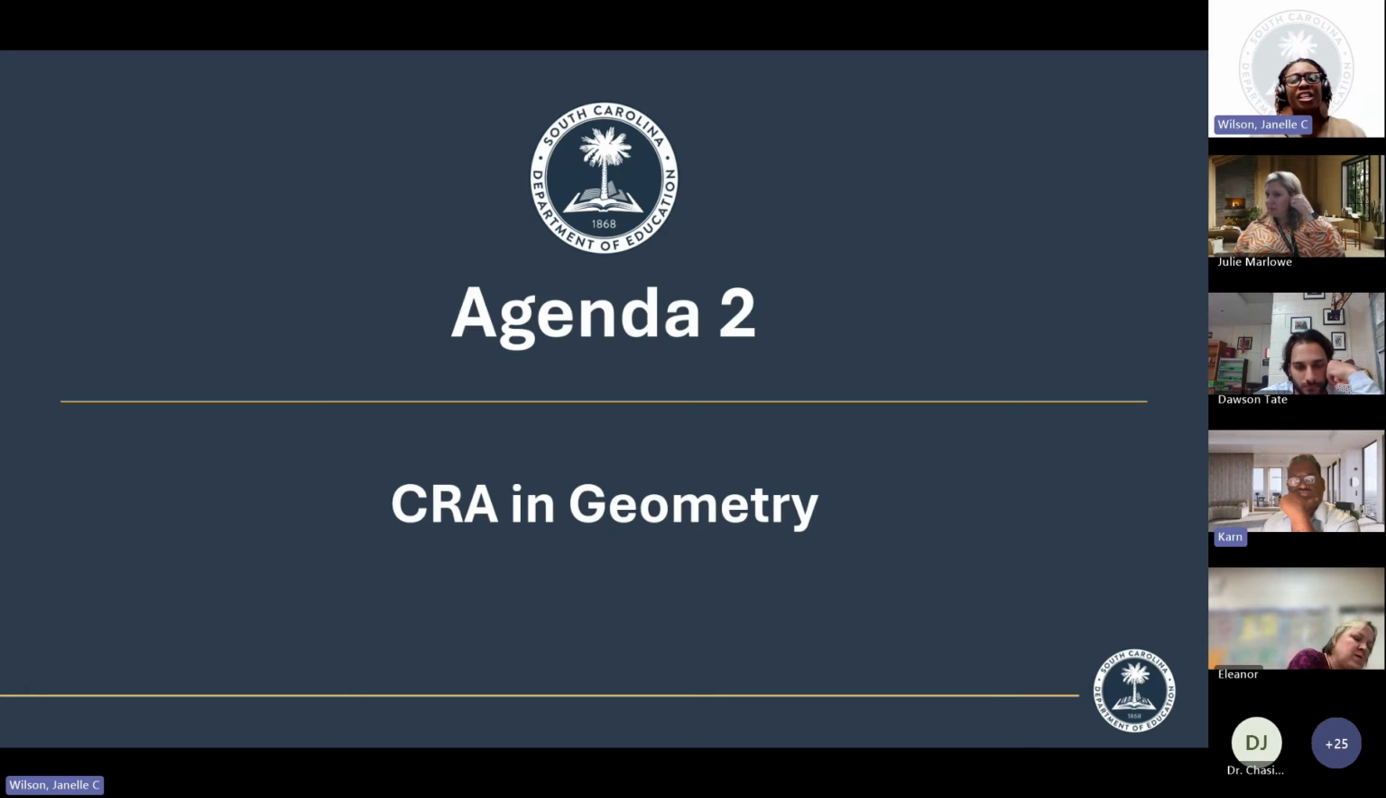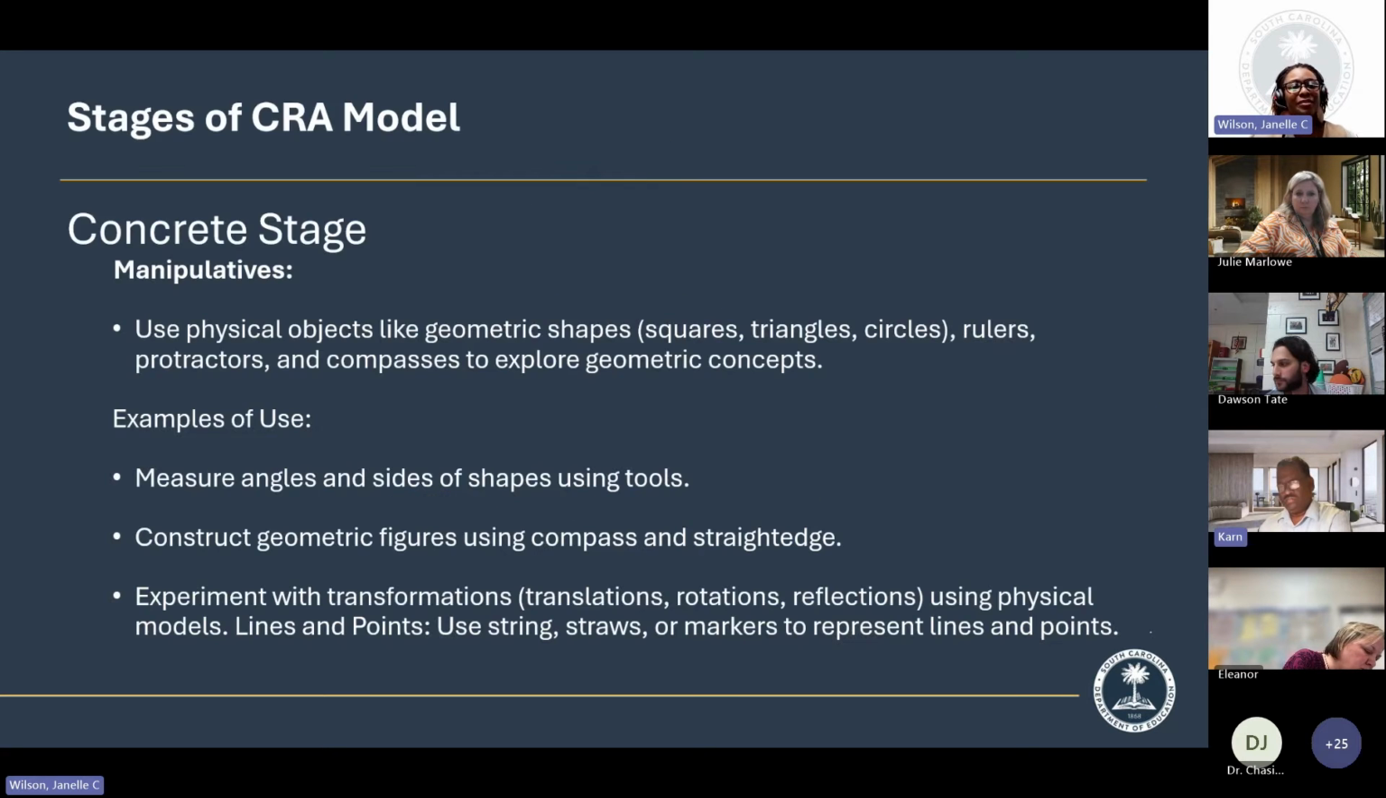All right, the CRA in geometry. What does CRA mean? Concrete, representational, abstract. Good. We don't see that a lot, and we don't talk about it a lot in high school and upper-level classes. Middle school, maybe; elementary, definitely. But somehow it gets lost in the shuffle the higher up the educational rung we go. And it shouldn't be like that, exactly. So when we talk about the concrete stage, what would this look like in a classroom?